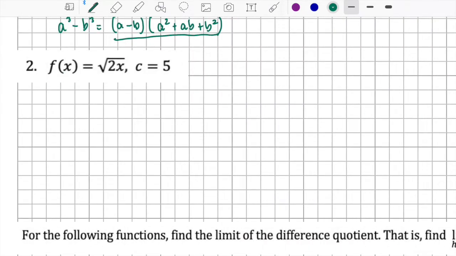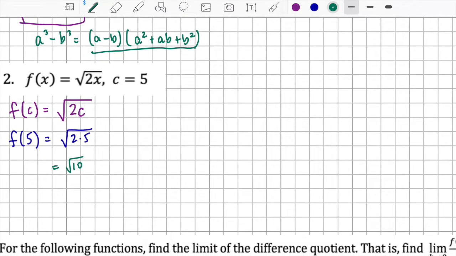Okay, let's do another example. This time we have f of x as being the square root of 2x, and our c is 5. So like we did earlier, I'm going to write, what is f of c? f of c is the square root of 2c. Now, we know what c is, it's 5. So what is f of 5? That's going to be the square root of 2 times 5, and that's just the square root of 10.